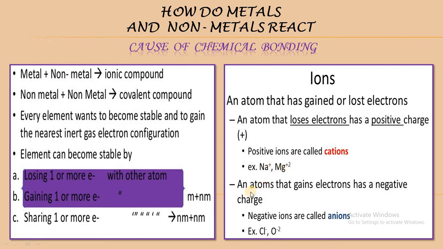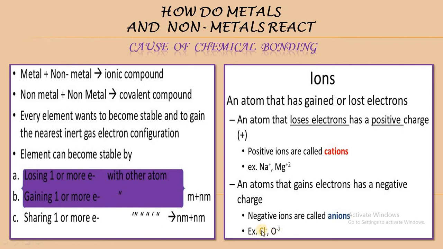Now the next one is anion. An atom that gains electrons has a negative charge. अगर एटम जो है वो इलेक्ट्रॉन लूज करता है तो उसे पॉजिटिव चार्ज मिलता है, लेकिन अगर कोई भी एटम इलेक्ट्रॉन गेन करता है तो उसे नेगेटिव चार्ज मिलता है. The negative ions are called anions. नेगेटिव आयंस जो होते हैं उन्हें हम anions बोलते हैं. The examples are Cl minus and O 2 minus.